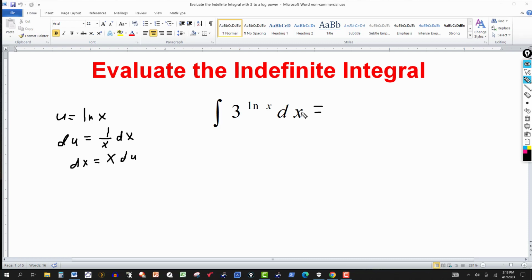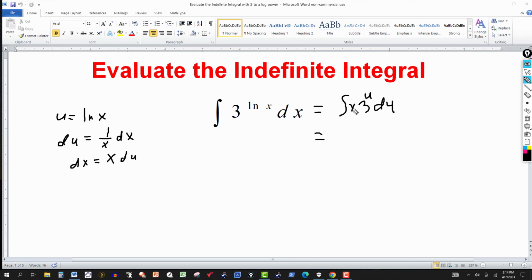So we'll come back over here and try to transform this integral into an integral with the variable u instead of x. This will give me the integral of 3, and then ln of x will be u, so this will be to the u power here. And then the dx can be replaced by x du. I'll put the x out in front here, so it'll be x du.